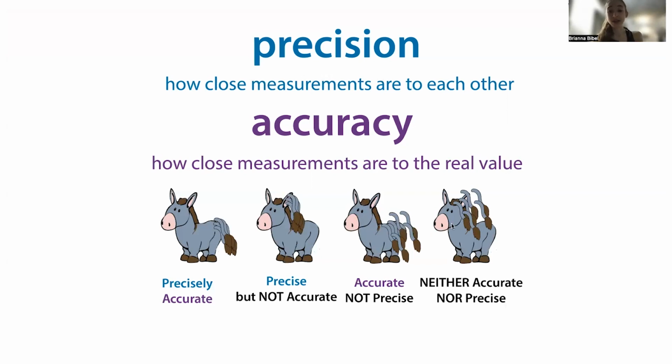And in the worst case scenario, you are not precise nor accurate. And so basically your tails are spread out and they're not around the right location. So even if you were to average them out, you would not get a good estimation of the true value.